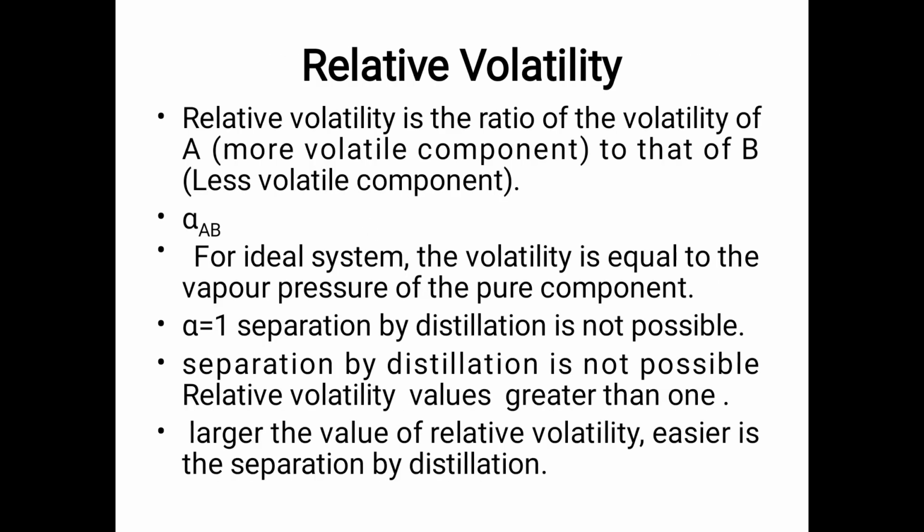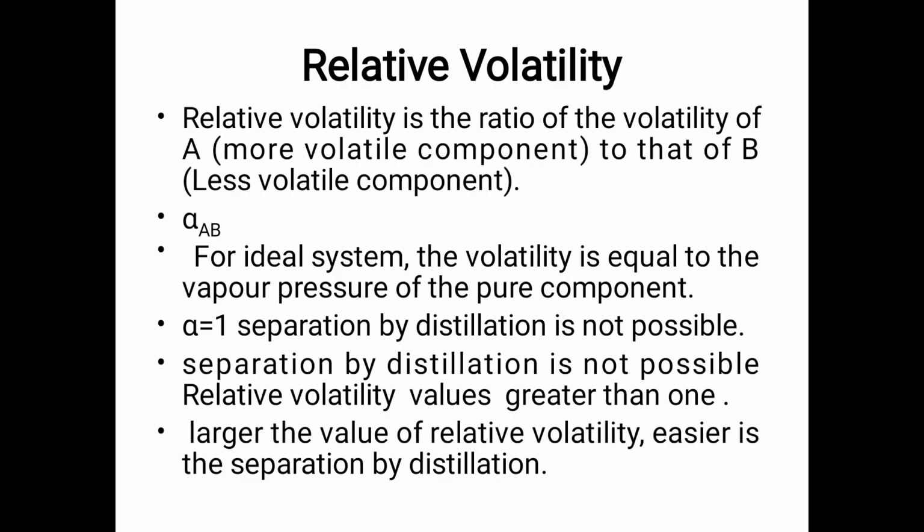And next we move on to relative volatility. Relative volatility is the ratio of the volatility of A, the more volatile component, to that of B, the less volatile component. The notation is alpha AB. For an ideal system, the volatility is equal to the vapor pressure of the pure component.